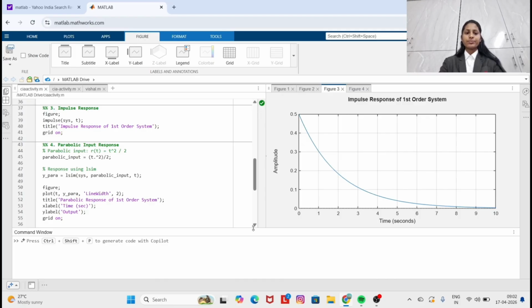The graph starts from the maximum value at t equal to 0. Immediately after, the output starts decreasing, and the curve smoothly goes down. No oscillation. The output approaches zero as time increases. This shows exponential decay behavior. No overshoot or oscillation. The system is stable.